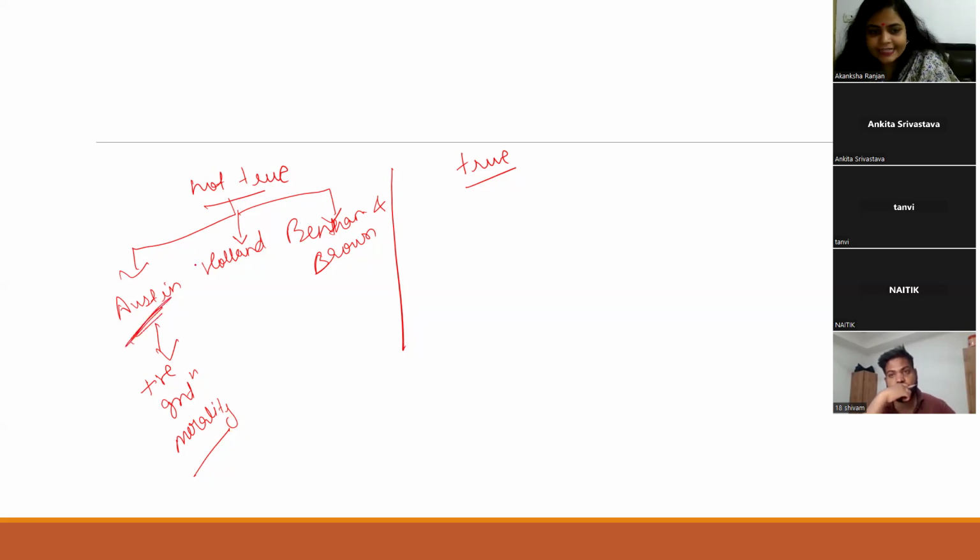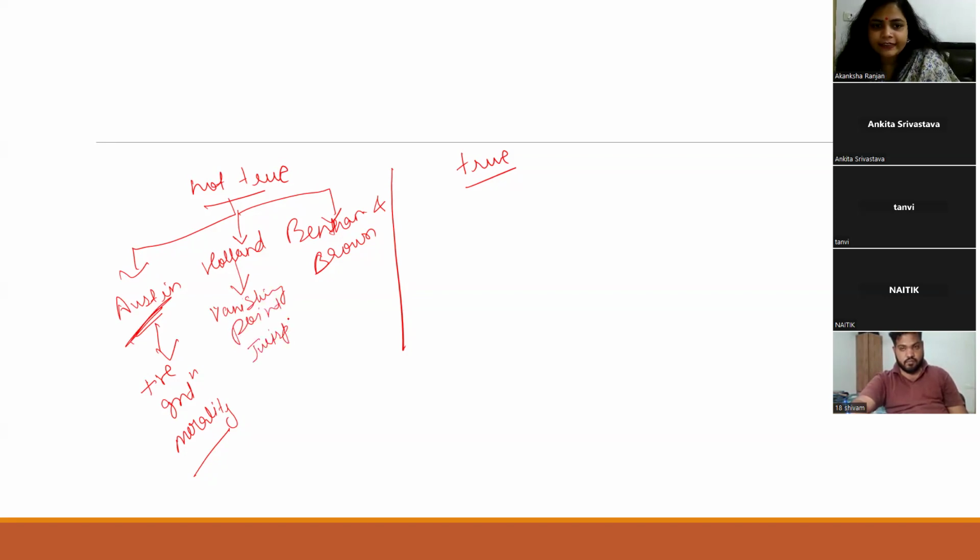Then Holland, he has said the most important point, which has been asked in the examination and in the question: it is the vanishing point of jurisprudence. He has said this about international law. Why? Because it has no sanction. There is no sanction in international law. That is why it is a vanishing point of jurisprudence, and that is why it is not a true law. That is what Holland has said.